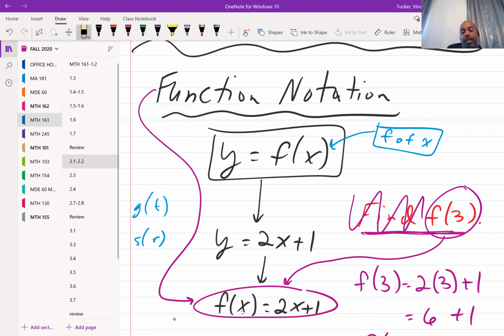You could be in the middle of a problem, and they can switch to f of x, switch back to y, and be unapologetic about it, because they just assume at this point forward that f of x and y are the same thing. So if my equation is y equal to 2x plus 1, and I want to write it in function notation, I will substitute f of x in for y. And now this function right here is considered to be in function notation. All right. So what this does for us is it gives us instructions.